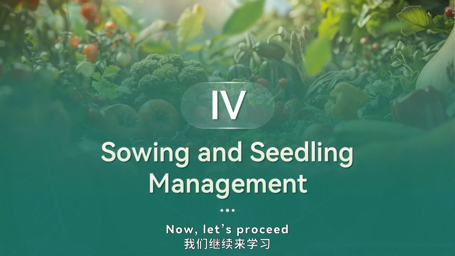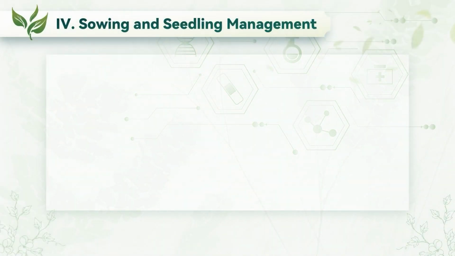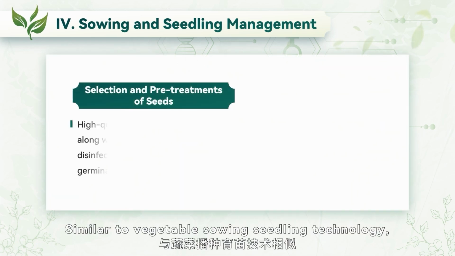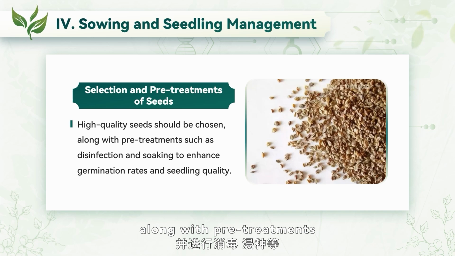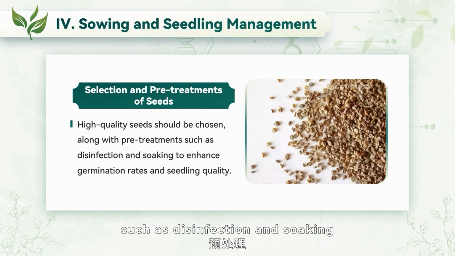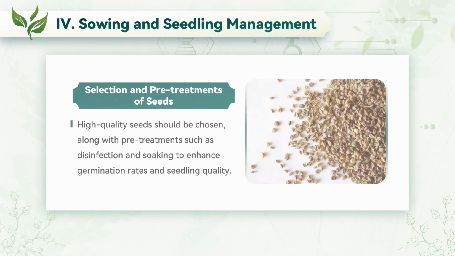Now, let's proceed to the sowing and seedling management. Similar to vegetable sowing seedling technology, high-quality seeds should be chosen, along with pretreatments such as disinfection and soaking to enhance germination rates and seedling quality.